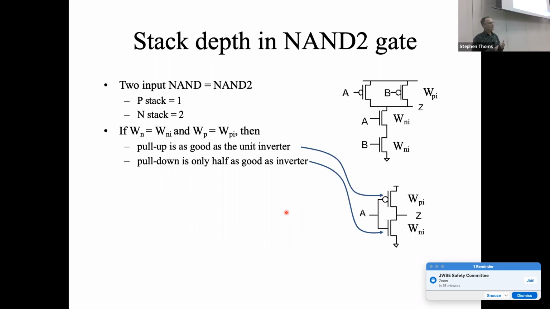So if you look at a NAND gate, NAND 2, that's 2 inputs, you end up with P stack depth is 1, and the N stack depth is 2. You can see that fairly easily from here.